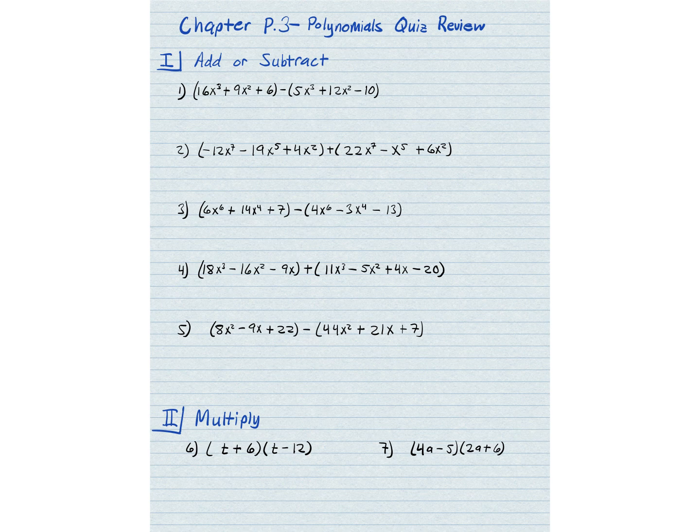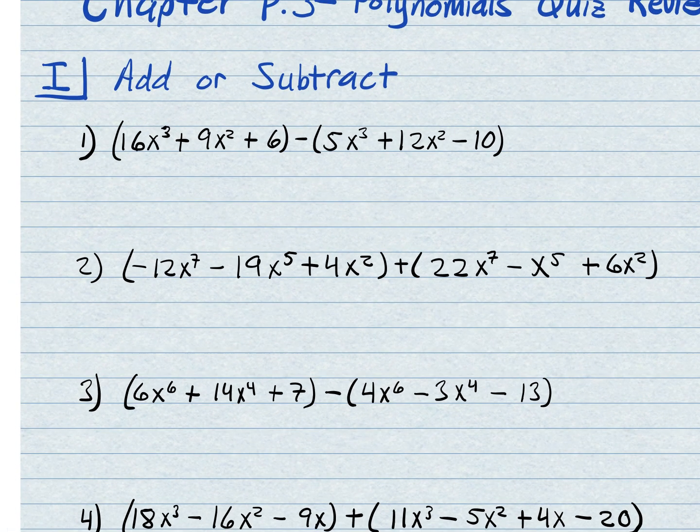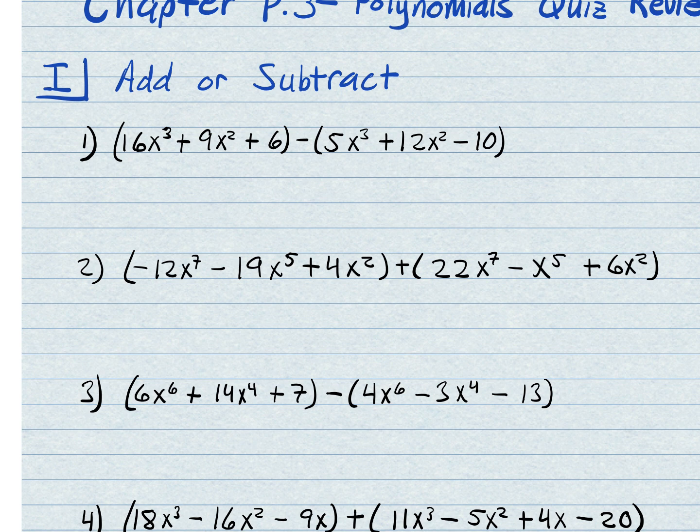So we'll start with the first section, adding and subtracting. Like I said, the quiz is only going to be on adding, subtracting, and multiplying polynomials. So fairly straightforward stuff. Starting with the first one, notice that I have a polynomial in parentheses minus another polynomial in parentheses. This minus right here is going to go to each term on the inside of the parentheses. You're subtracting the entire second polynomial from the first one.